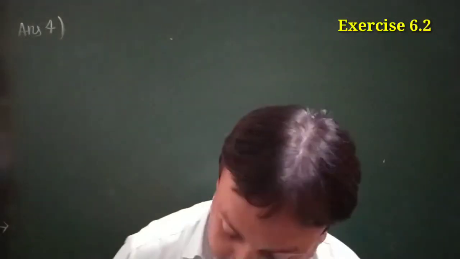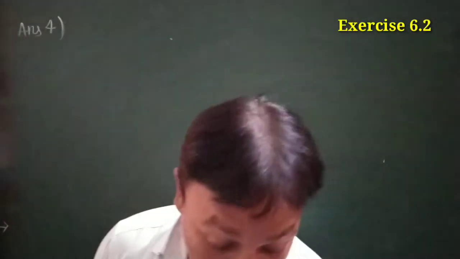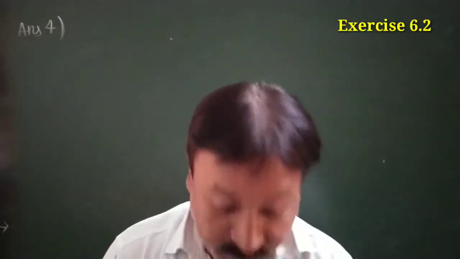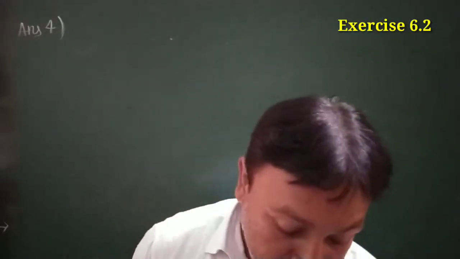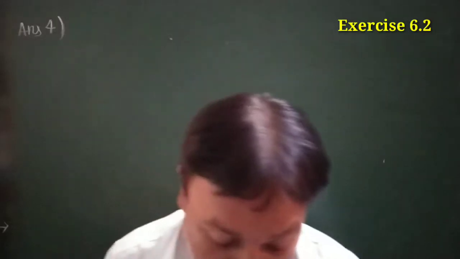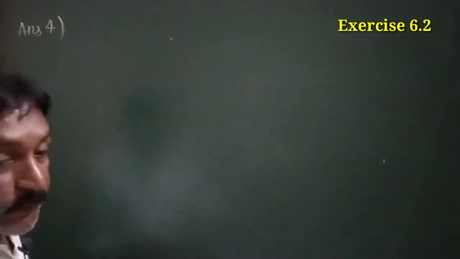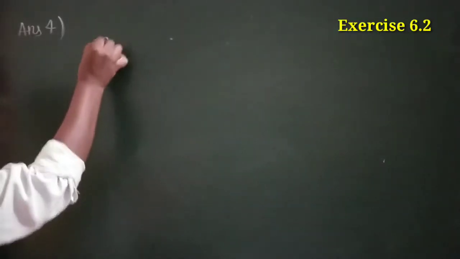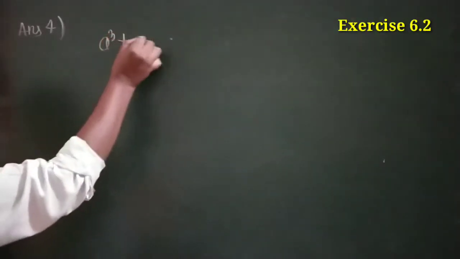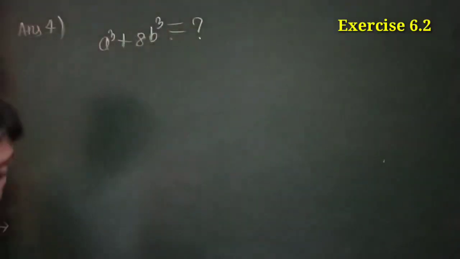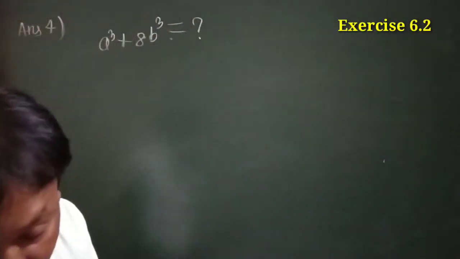Yesterday we had completed exercise 6.2, question number 1, question number 2 up to question number 3. Okay. So just see question number 4 on the board. In this we have to find out the value of a cube plus 8b cube. Just see it on the board. a cube plus 8b cube. This value we have to find out, and some information is given to us.